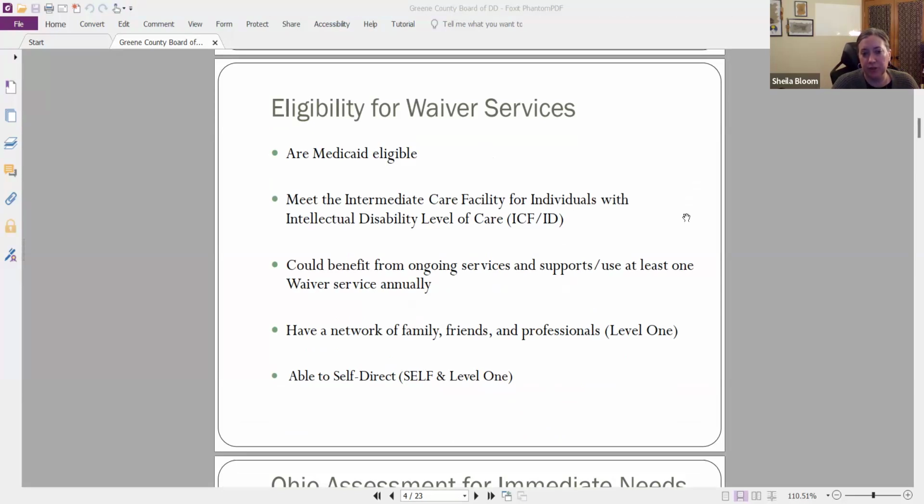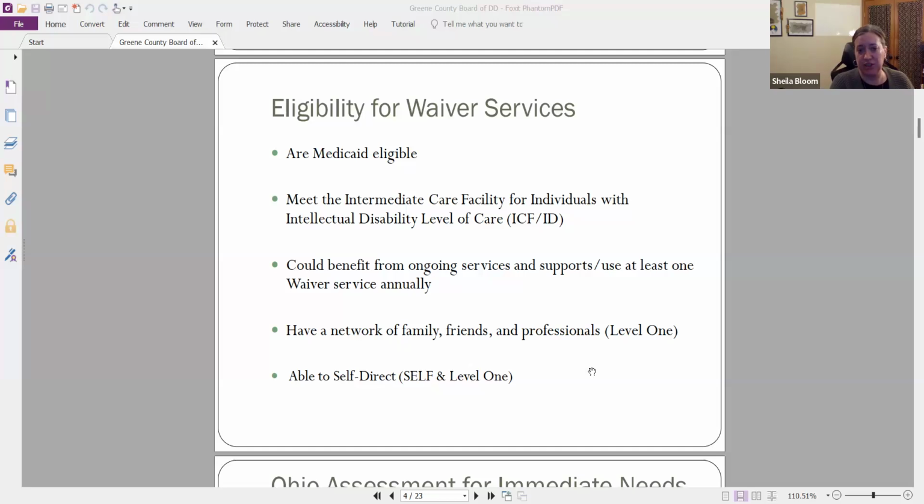And really what that means is that we go through an assessment called a level of care assessment, and that determines whether or not your individual or your loved one meets a specific level of care. So this means that they have areas that they need assistance in with their daily living skills, and that they could be eligible for services within a facility. Like I said, you're waiving that and choosing to have services within the community. So that level of care is what helps to determine an individual's need for waiver services and that they meet the specific level of care.